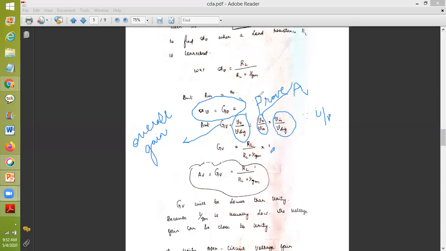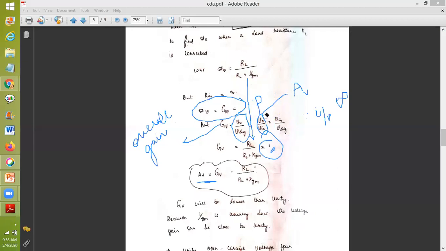How we have to prove how exactly it is. So Gv is given by V naught by V signal, which is equal to V naught by V in into V in by V signal. V naught by V in is your AV. I have shown AV here. This is your AV into V in by V signal, which is equal to unity. Why is it unity? Because the input impedance is infinity. Input impedance is infinity means it is an open circuit. So this becomes 1. So you have AV is equal to GV. Very, very important. Understood? So these points you have to note.